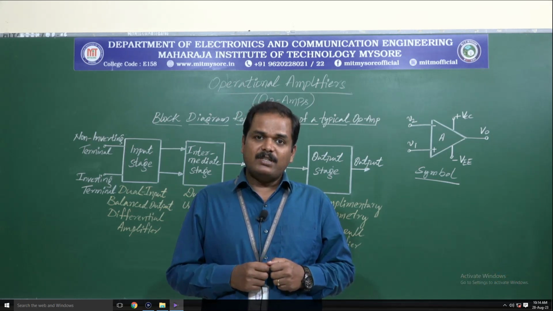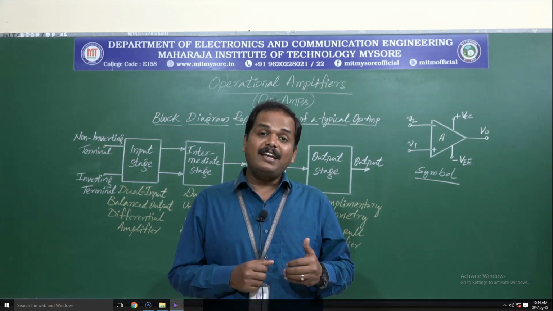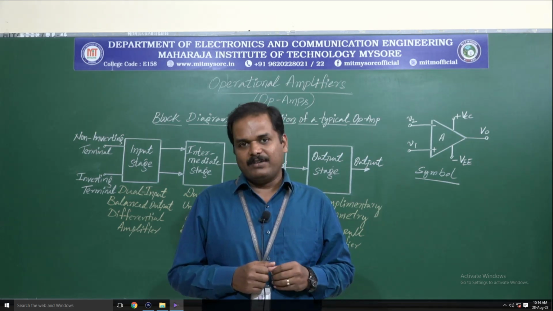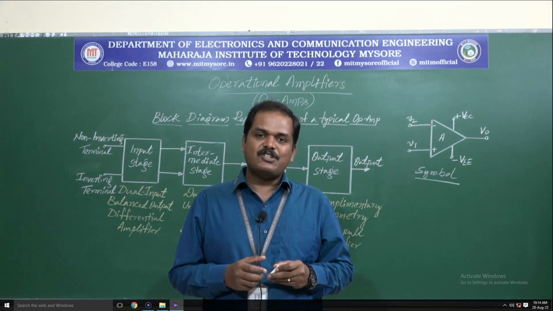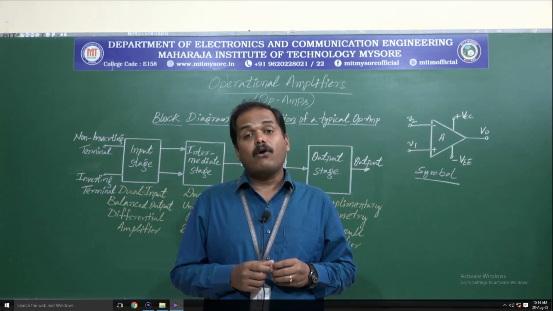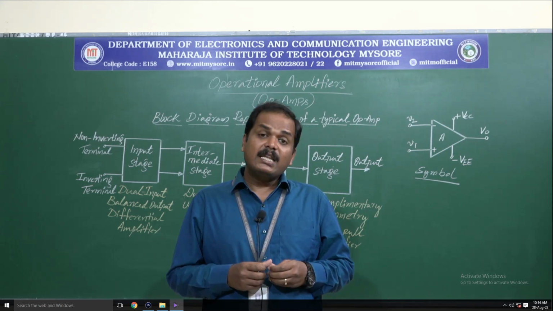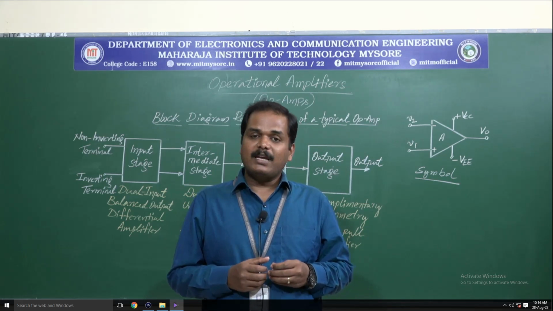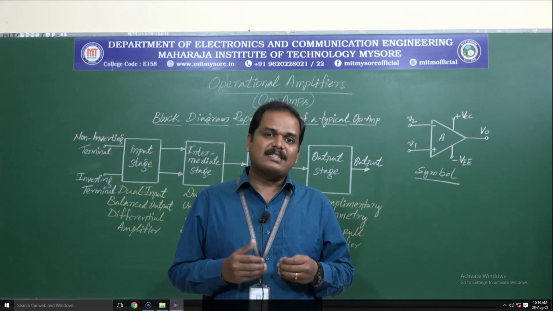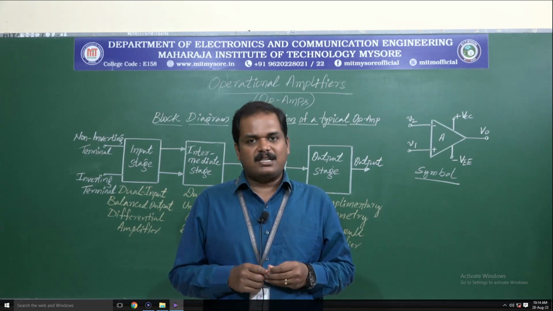Today's session we will understand the concepts of operational amplifiers. Operational amplifiers are called op-amps in short, and these are directly coupled high gain amplifiers. Basically, an op-amp has multi-stage differential amplifiers followed by level shifters and an output stage. Op-amps were originally designed to implement mathematical operations like addition, subtraction, integration, differentiation, etc.